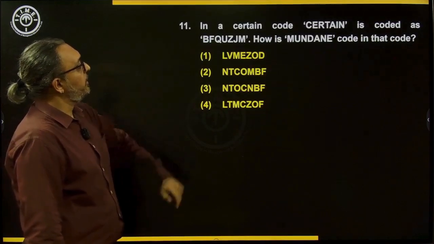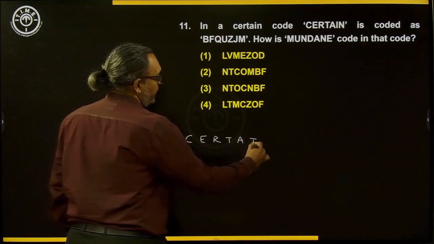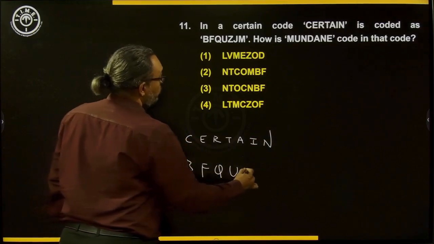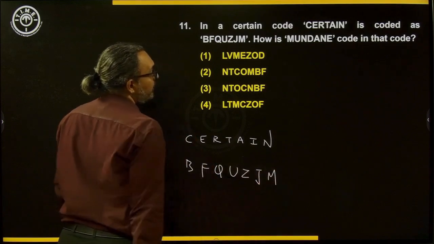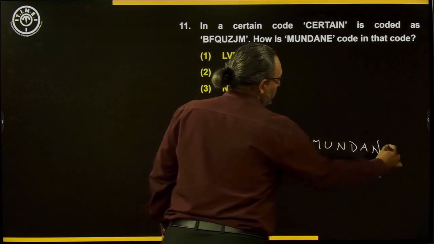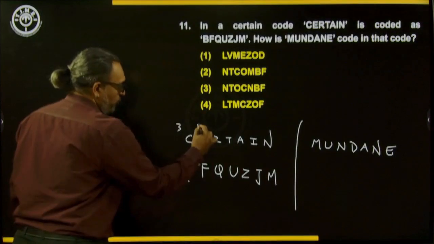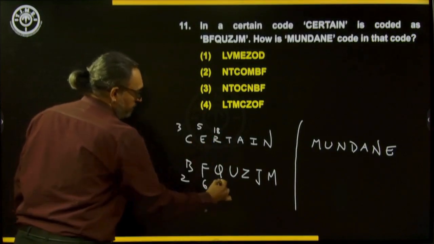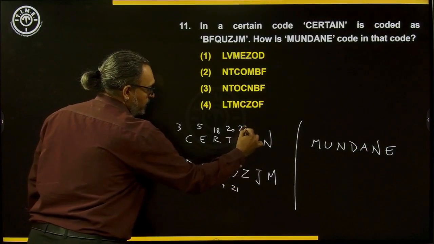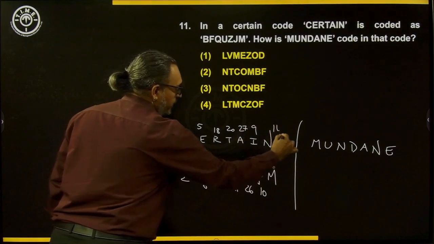Next, in a certain code, CERTAIN is coded as B, F, Q, U, Z, J, M. Then how is MUNDANE coded in that code? So we have 3, 2, 5, 6, 18, 17, 20, 21. Then this is 27, 26, 9, 10, 14, 13.